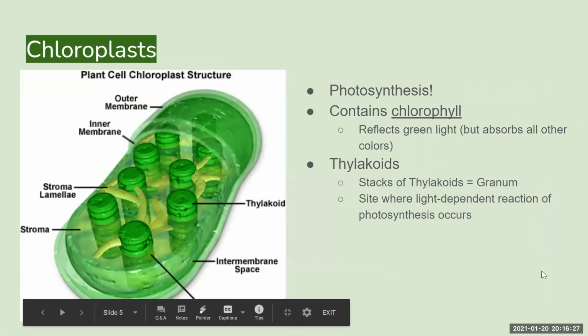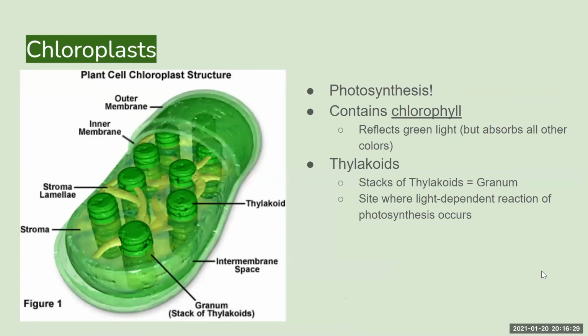Now, an overview of chloroplast is that this is the site where photosynthesis occurs. This contains chlorophyll, which is the molecule that reflects green light but absorbs all other colors, hence why plants appear green. Chloroplasts contain thylakoids, which are the green disc structures that you see on the inside, and stacks of those thylakoids are called grana. These are also the sites where light-dependent reactions of photosynthesis occur.